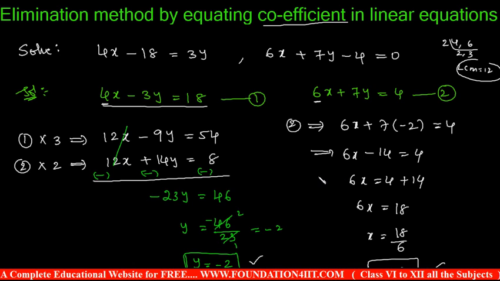Next we have the cross multiplication method. This is Cramer's rule. That method I'll also explain now.